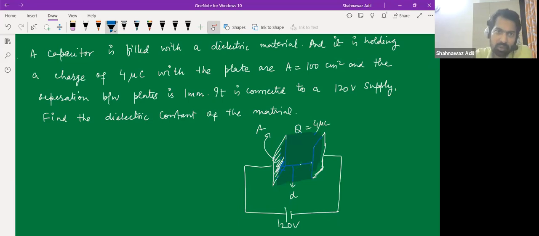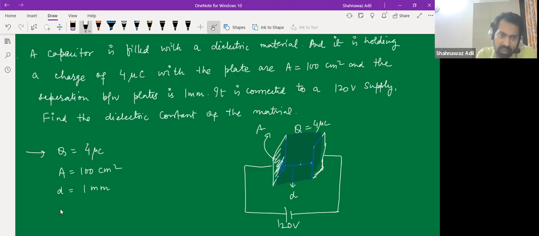Okay, guys. So who got disconnected? Did you guys understand the problem? So yes, Q is given, right? This is 4 microcoulomb. And area is also given, 100 cm². And the separation D is given, 1 millimeter. And voltage is also given, which is 120. So this is connected. What is constant, guys? Battery is connected, which means what is constant? Voltage is constant, right? So now you have to figure out what is the value of K.